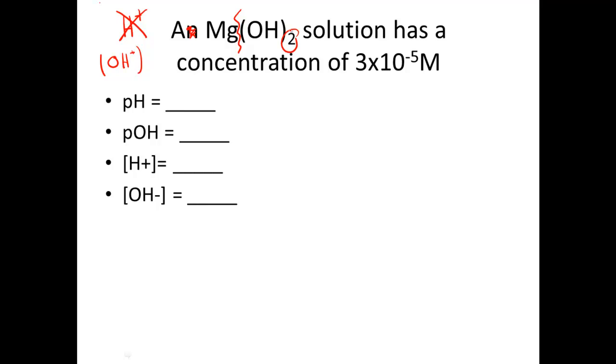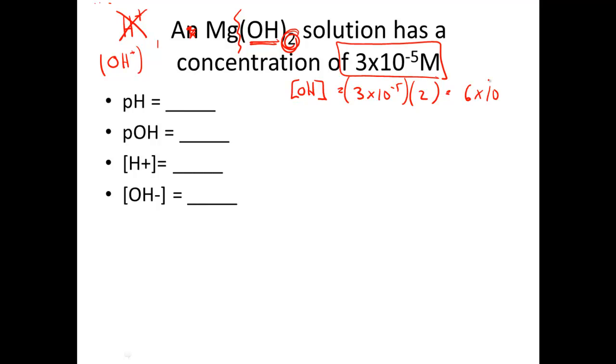So just like we saw in the last slide, my OH concentration is going to be equal to the molarity of my magnesium hydroxide, which is a base. So I'm going to use 3 times 10 to the negative 5 times 2, because I have a 2 right here for 2 hydroxides produced. So when I do that, I end up finding out that my hydroxide concentration is 6 times 10 to the negative 5th molar. And I'm going to throw that down here right away, 6 times 10 to the negative 5th molar. Now that I have the hydroxide concentration, that was step 1.